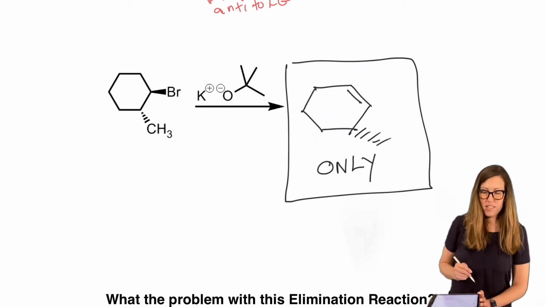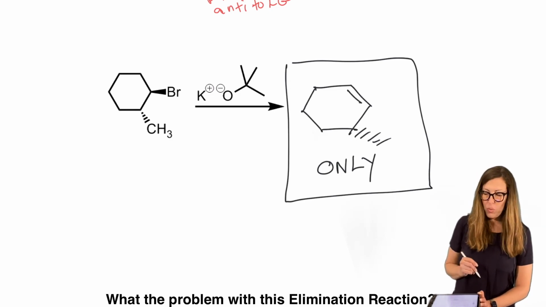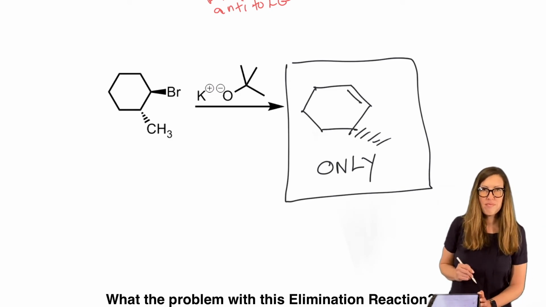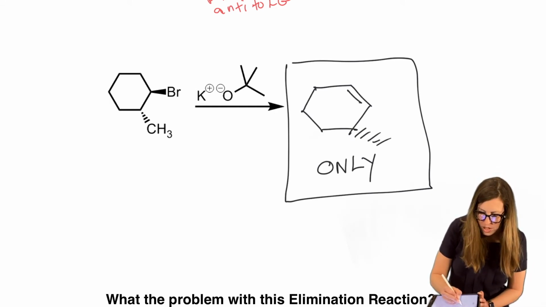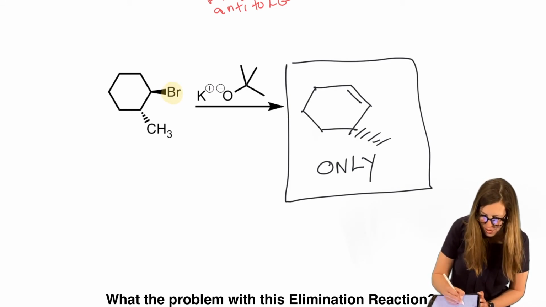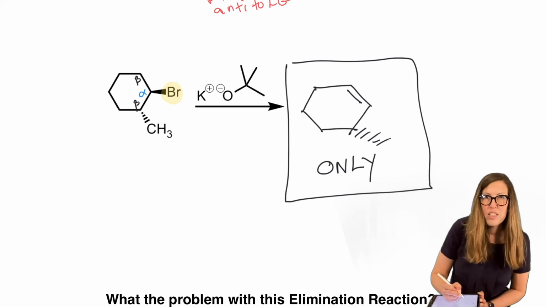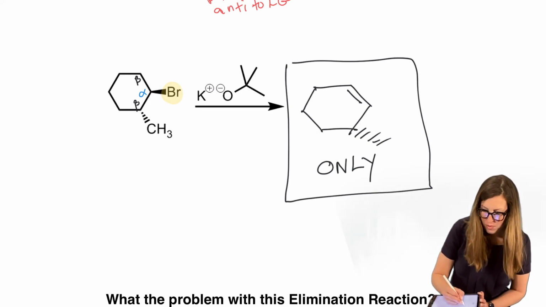Only one product. No major, no minor. Only one possible. Why? Find your leaving group. We repeat these steps over and over again. Find your leaving group. Find the carbon attached. Name that carbon alpha, hi alpha. Label the beta H carbons. Beta, beta. Draw in everything on beta. Draw in your H's.